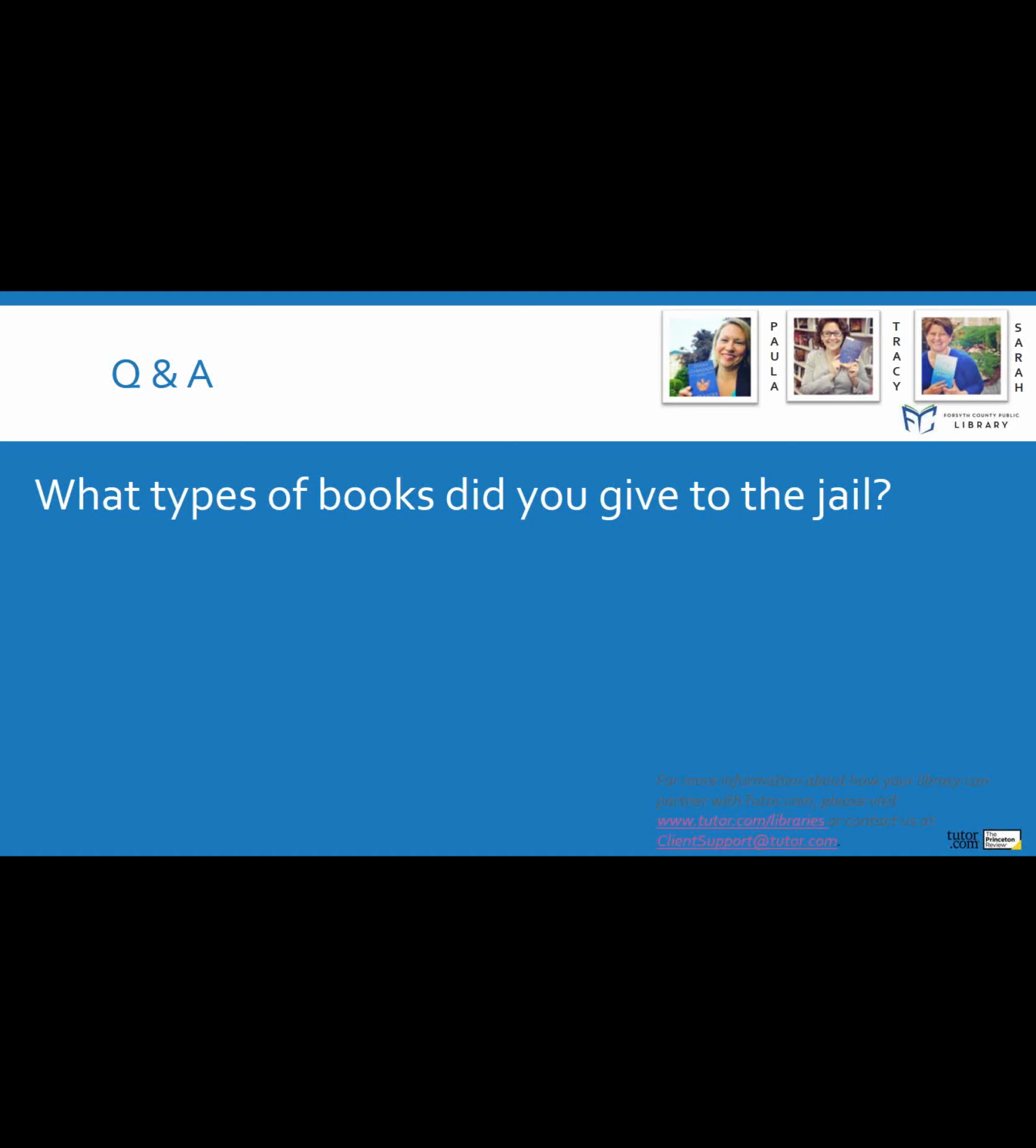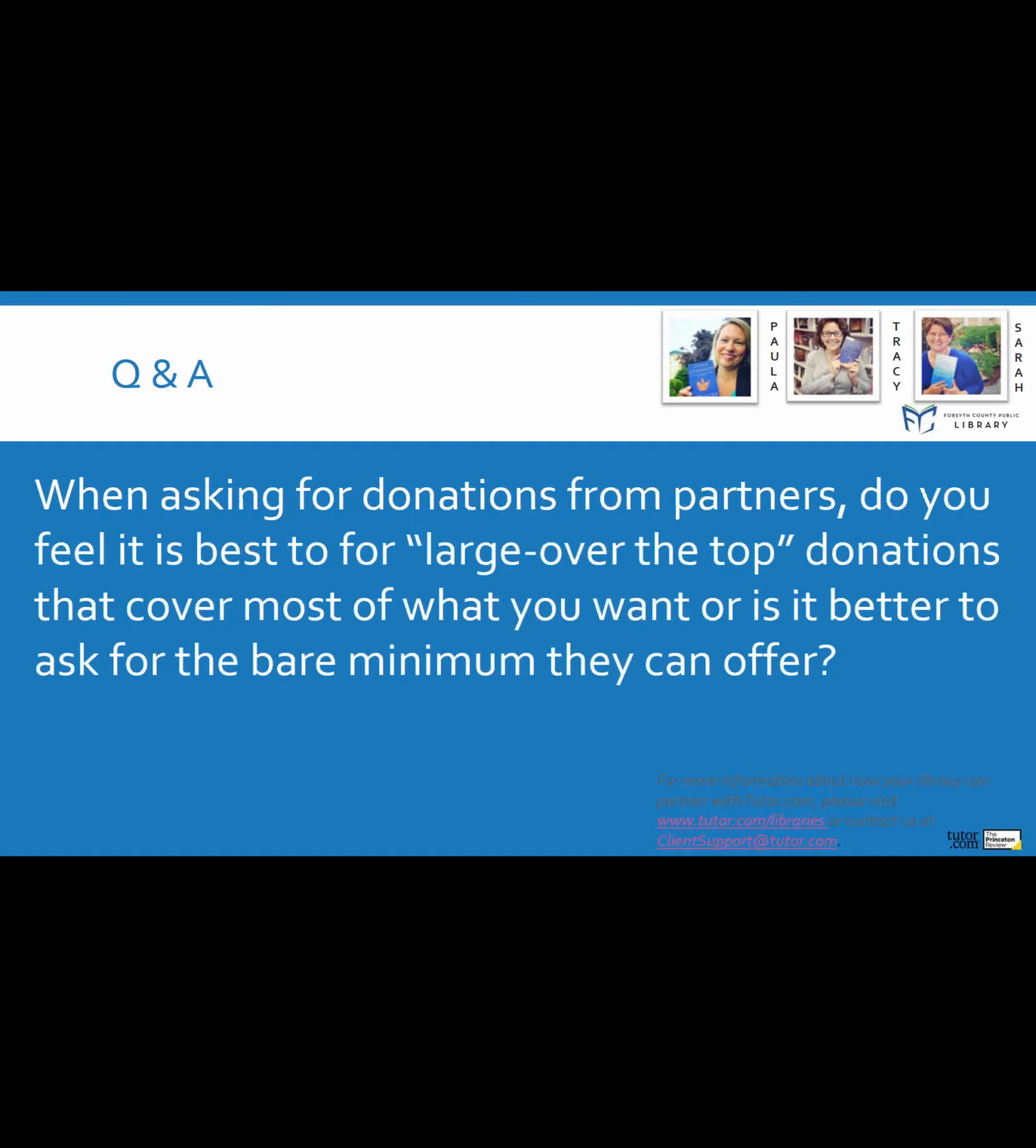Okay, so next up then, and this is actually a two-part question that's coming from Michael. He's interested in the funding aspect because he's starting a particular program. So first he asks, when you're asking for donations in general, is it better to ask big or small?